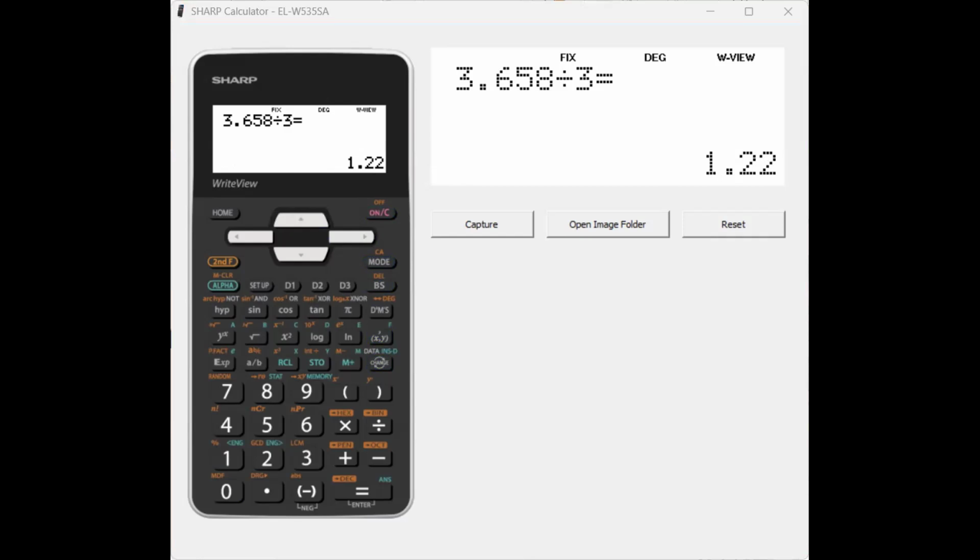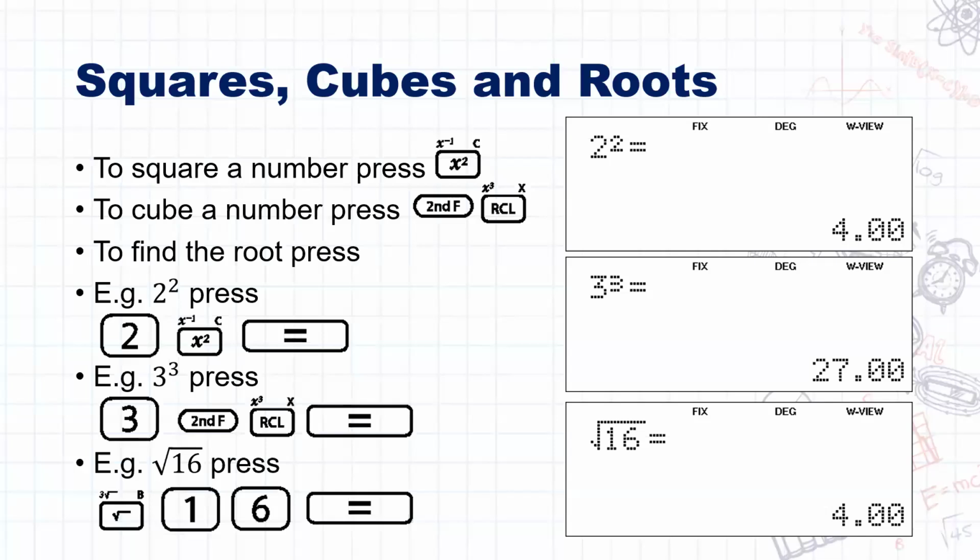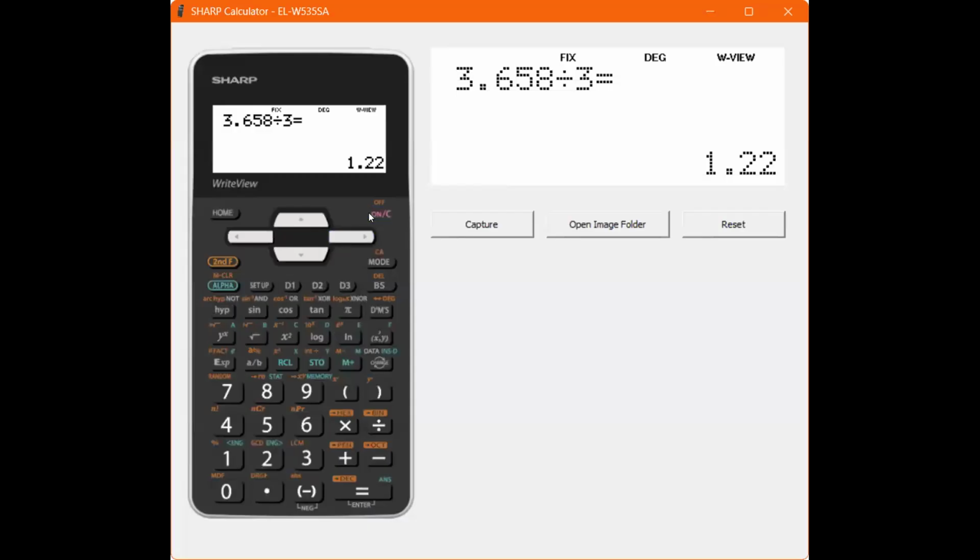All right, so squares, cubes, and roots. Very simple and easy to do on the calculator. Again, very quickly, we can just say 2 and the squared button is there, and equals. Now you'll see my decimal places are fixed. If I wanted a cube, 3, and then just second function, and the cube is on the RCL button. So there we go, and equals will give us 27, and then of course square root of 16 will give us 4.